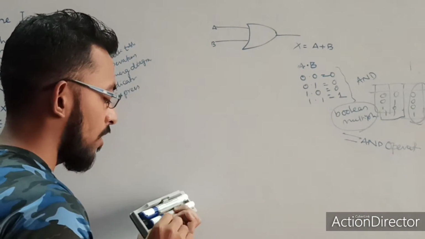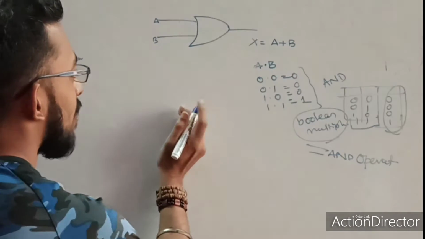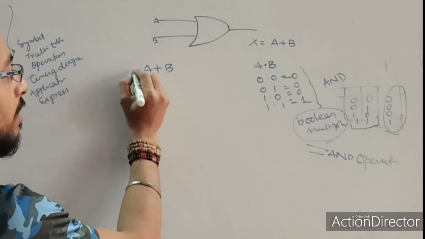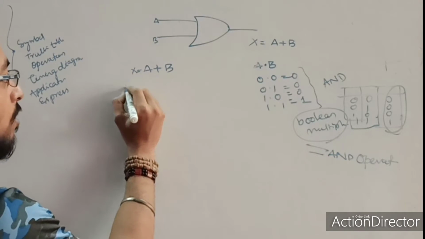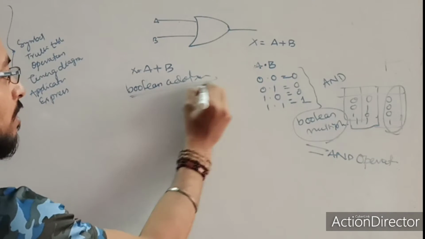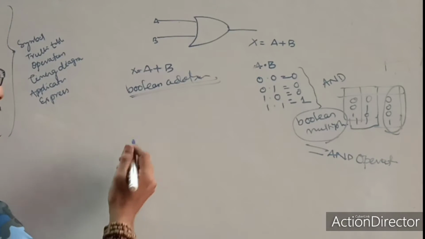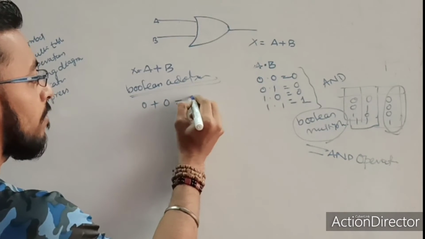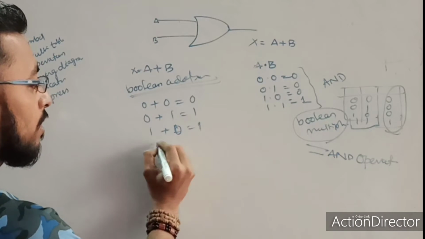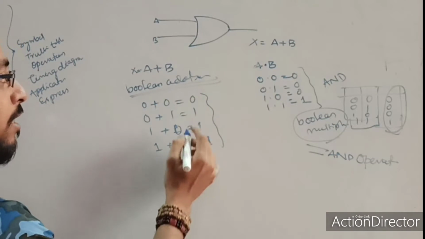Now we will see the OR gate. Similarly, this OR gate will do the addition of two numbers, A plus B. It is represented as X equals A plus B. It will do the addition. So what are the rules for Boolean addition? 0 plus 0 will give me a value 0. 0 plus 1 will give me a value 1. 1 plus 0 will give me a value 1. And 1 plus 1 will give me a value 1. So this is the rule for Boolean addition.